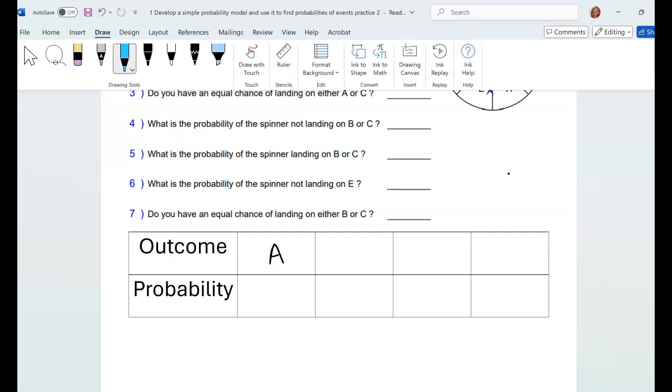A, B, C, and careful, E. Well, I don't know why that turned a different color, but it did. Okay, so those are our possible outcomes. Now we need to figure out the probability. Okay?